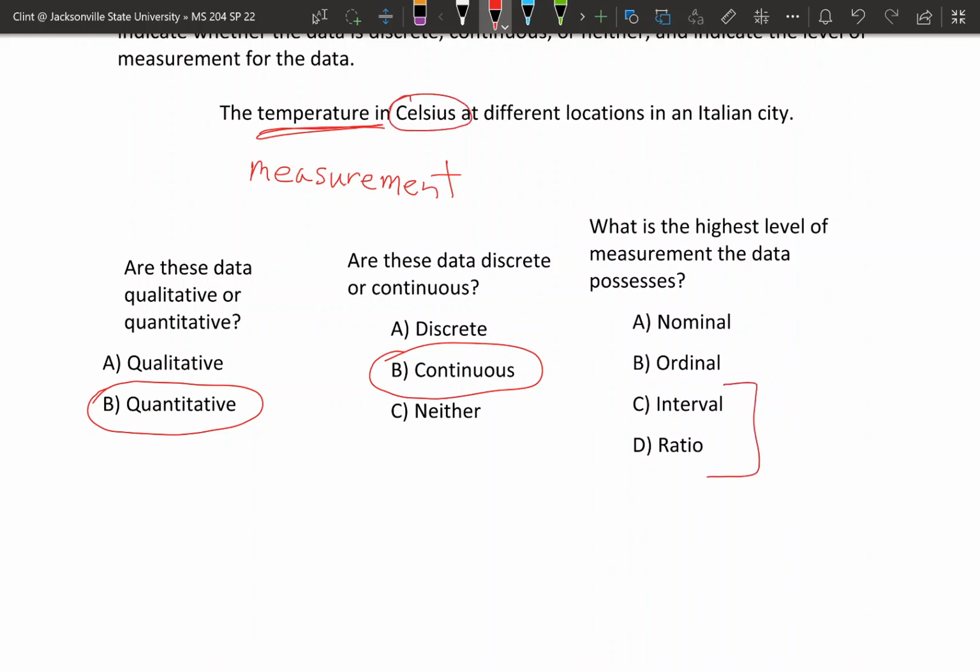So the important part here is that it tells us we're in degrees Celsius. Remember the difference here for ratio data. 0 actually has to mean the absence of something or the beginning of something. And on the Celsius temperature scale, 0 is not the beginning of the scale, and it's not the absence of heat or absence of temperature. So this one is not ratio, it would just be interval.